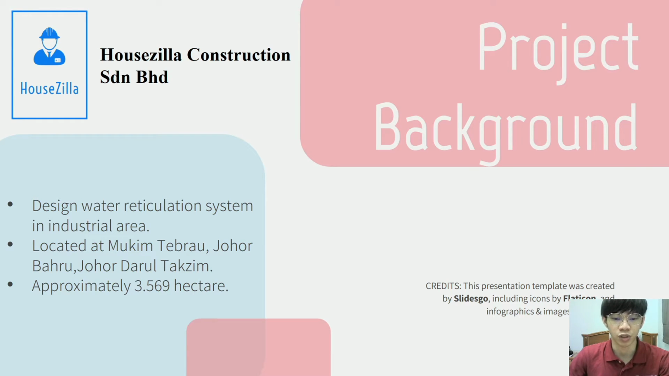House Zilla Construction was appointed to design water reticulation system at Mukim Tebrau, Johor Bahru, Johor Darul Takzim, which is an industrial area. The project site is approximately 3.569 hectares.